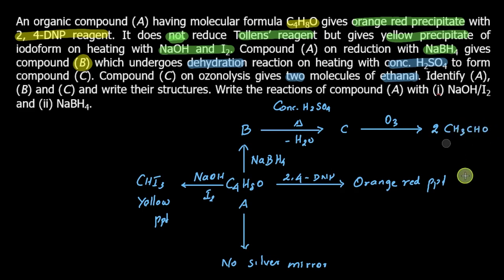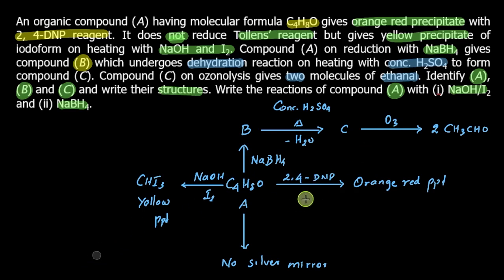Clear? Then you are asked to identify what is A, what is B, what is C, and you should write their structures, and you have to write the reaction of compound A when it is treated with NaOH and I2 and NaBH4. Students, first thing you should convert this into a flowchart. Let's now discuss the hints they are giving from the equations.